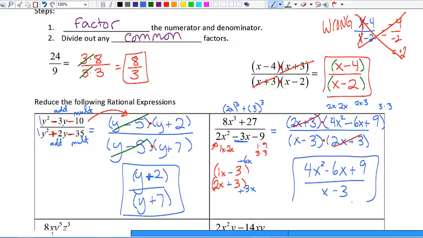Now you might be tempted to try to factor that numerator some more, but it won't. The trinomial of a sum or difference of cubes won't ever factor anymore unless there's a GCF, which we already checked to see if there's a GCF, so this must be my final answer.